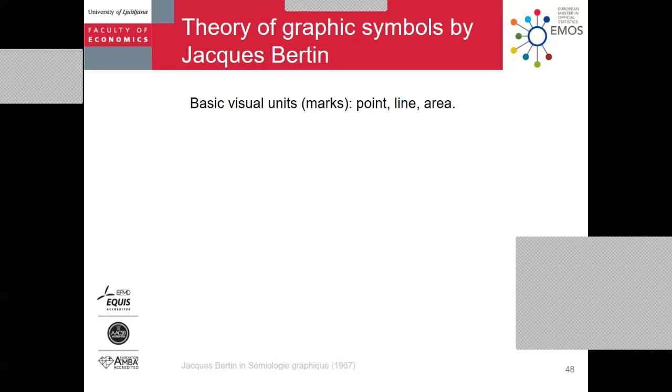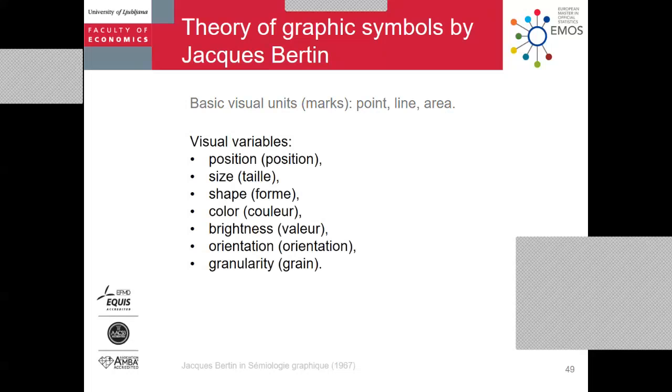How can you vary these visual units, these marks? Bertin said that marks can be varied in different ways. He called that different visual variables, by where we place them, so by position, or by their visual characteristics such as size, shape, color, brightness, orientation, and granularity.